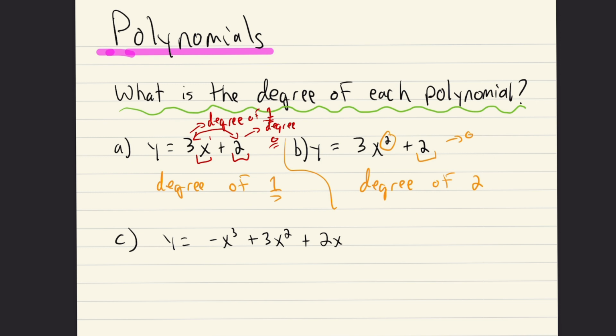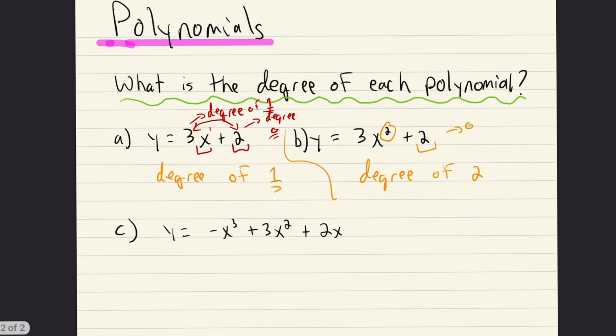And then finally this one, I have a third degree, a second degree, and then a first degree over here. What's the degree of this polynomial? Well, this polynomial is going to be to the third degree, and that's because the highest degree is 3.